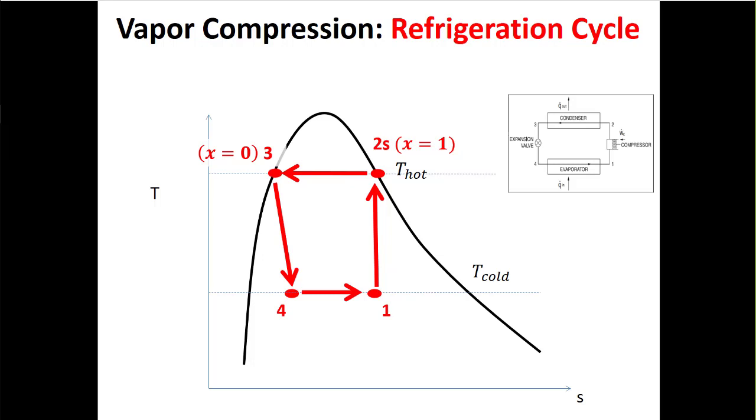So it's like a Rankine cycle, but we're running it in reverse. Right? We're putting power in at the compressor. We're rejecting heat through the condenser.